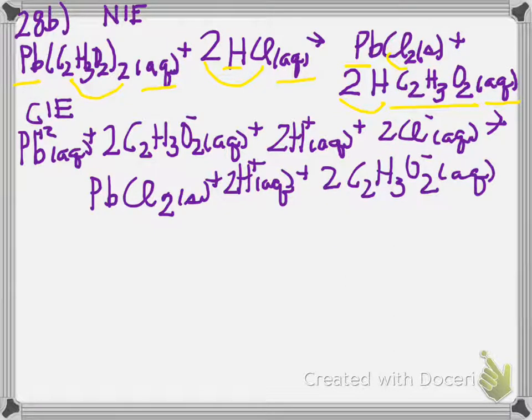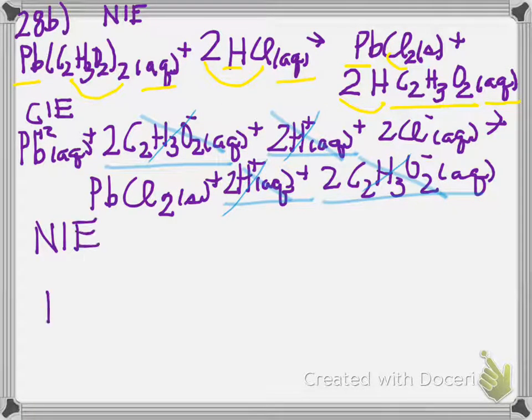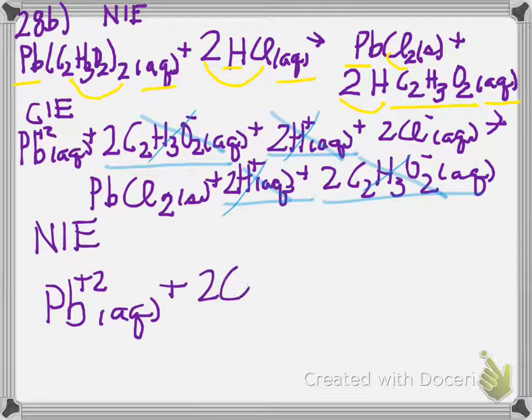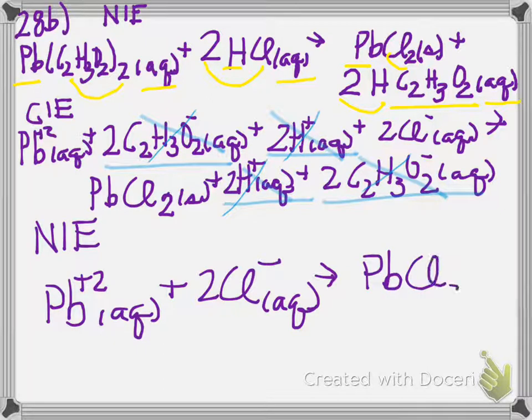Again, looking for my spectator ions to get rid of. 2 acetate, so that'll be gone. And 2 hydrogen and 2 hydrogen, so that'll be gone. So that makes my net ionic equation for this one, Pb plus 2 aqueous plus 2 Cl minus aqueous yields PbCl2 solid.